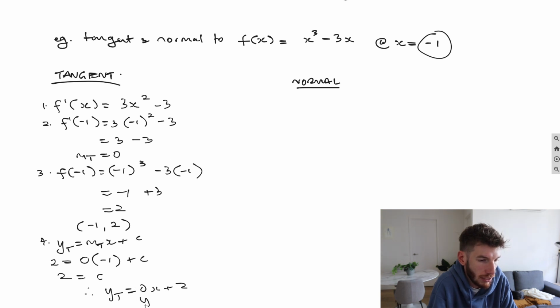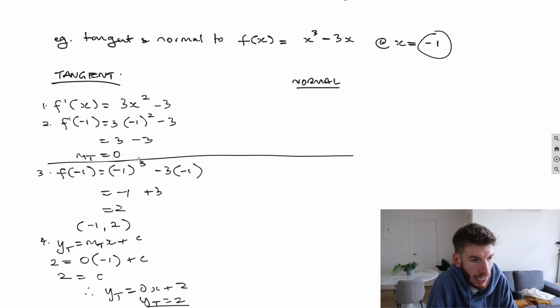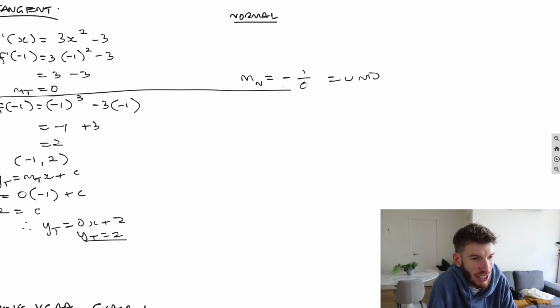So y tangent is equal to 2. It means it's a flat line. So I've actually found it at a turning point. The normal equation at that point would be, technically we can just kind of jump in here. We can get m tangent is 0, so therefore m normal would be -1 on 0, which is actually undefined. So I've started off with a trick question here. Probably shouldn't have done that. And so if you have an undefined gradient, then it means that you've got x equals. It's just a vertical line, and that would be at x equals -1. So that would be it.